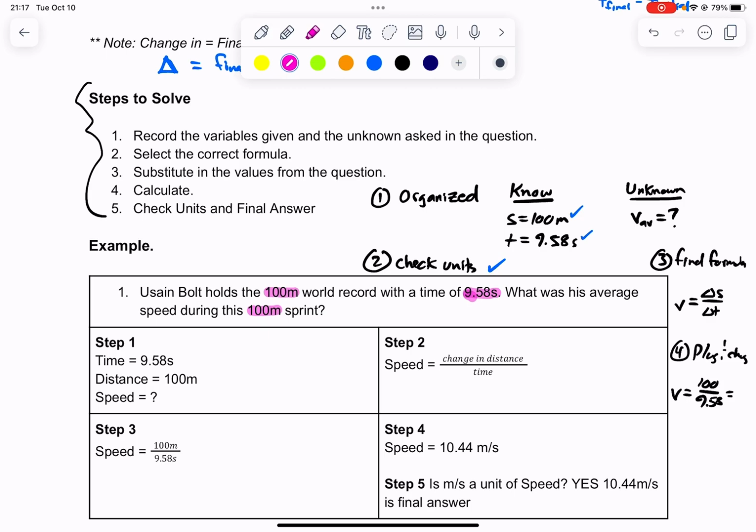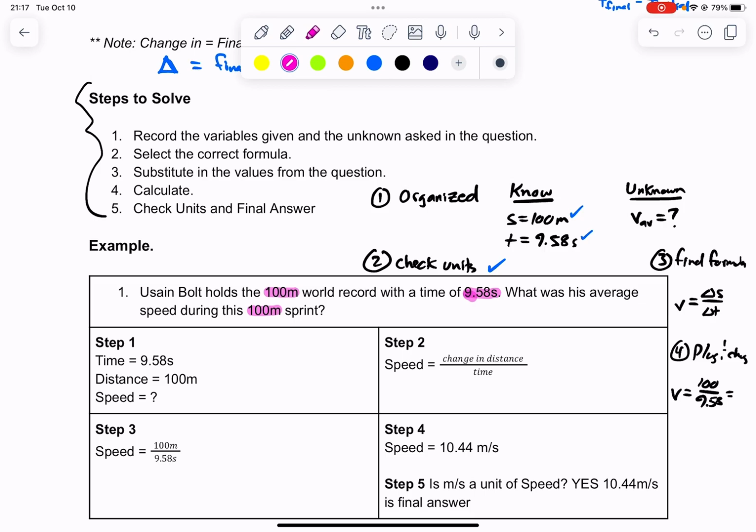What did you hear me say? Exactly. I didn't even read the question. What I did is I just looked for numbers and I highlighted them. Now I'm going to reread the question. It says, Usain Bolt holds the 100-meter world record with a time of 9.58 seconds. What was his average speed during his 100-meter sprint?